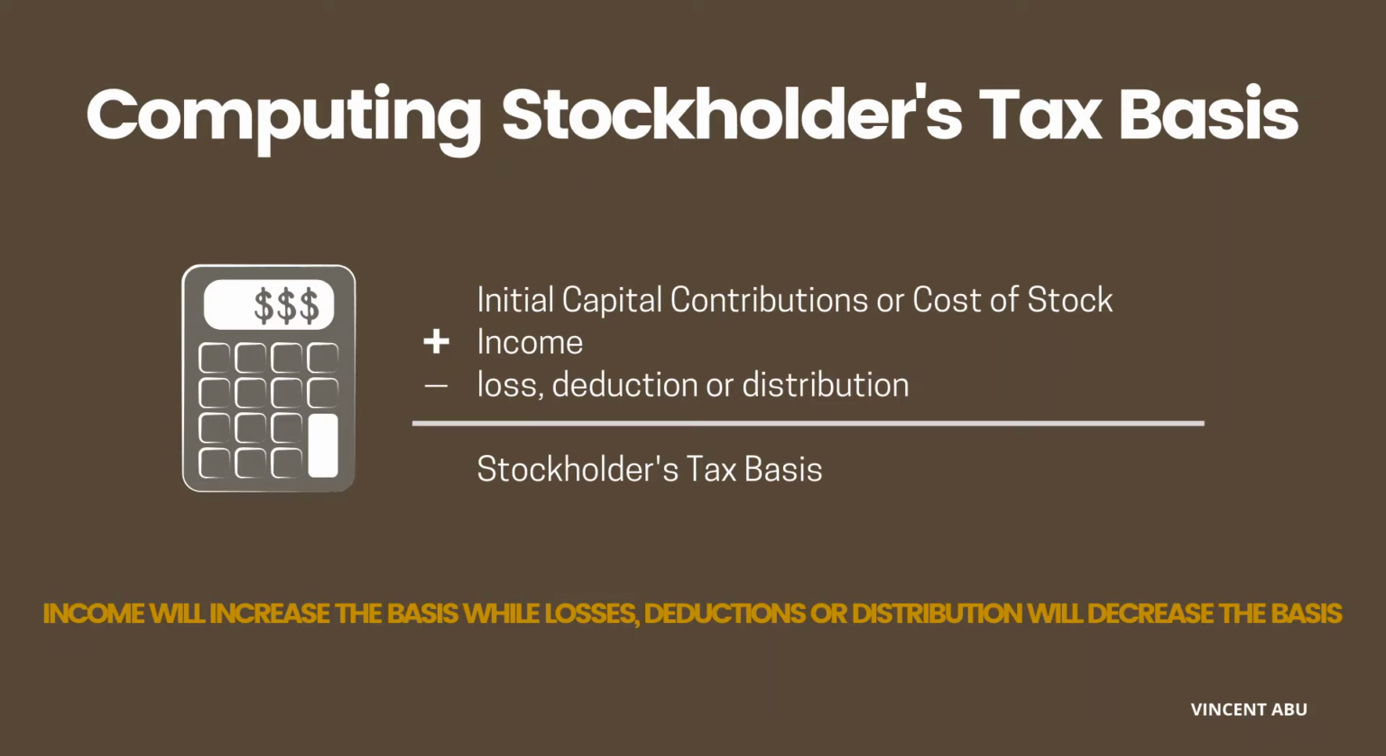So how is a stockholder's tax basis computed? Well, it's simple. You take the initial capital contribution or the cost of the stock, then you add any income, and you deduct any loss, deduction, or distribution. This gives you the stockholder's tax basis. Basically, any income will increase the tax basis, and any loss, deduction, or distribution will decrease the basis.